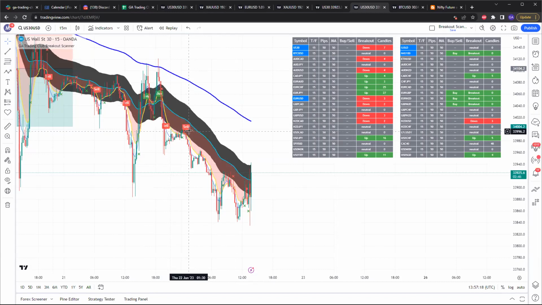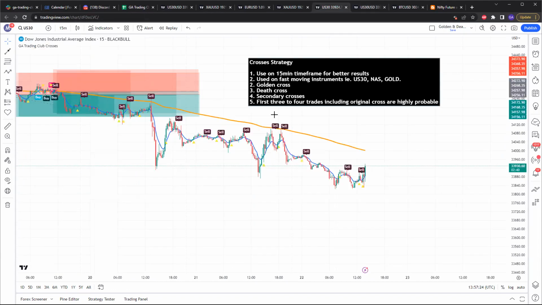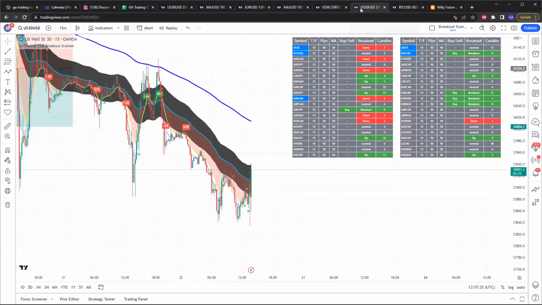So if you're getting sells for US 30 around end of Asia or London session, and you're also getting sells using the breakout scanner, and you know that the crosses indicator has like a 90 to 98% win rate, and you're also getting a sell based off of this breakout scanner that has like an 80% win rate.